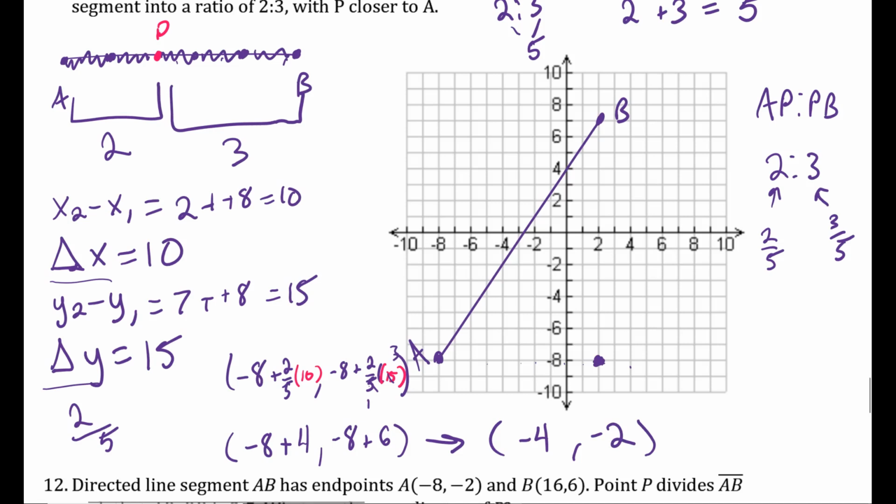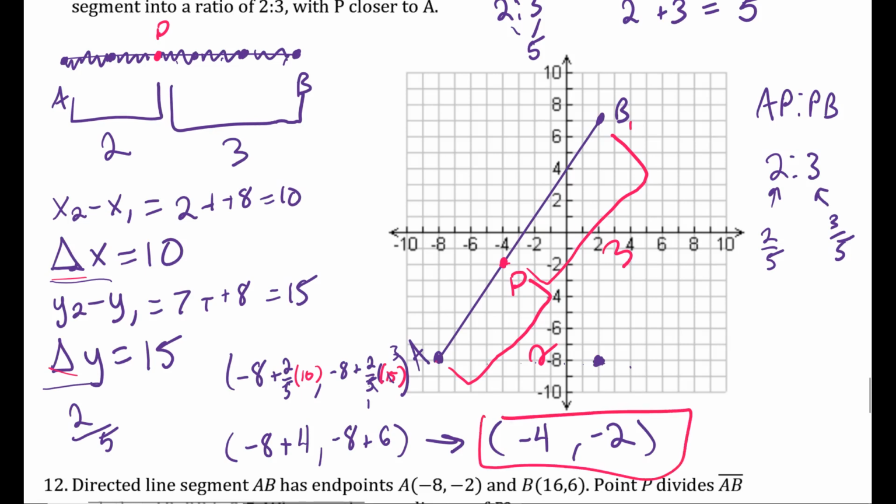And I always like to have some graph paper out when I'm doing these, just so I could visualize it when I'm finished to make sure I didn't make any mistakes when I was adding or subtracting however much I needed to from the total change in X and Y. So I go left 4, down 2, and this would be where point P is. So I ask myself, does that look like that could be 2 pieces compared to 3 pieces? Well, it looks like AP is a little bit smaller than PB, so in this case everything worked out. So my coordinates for P would be -4, -2.